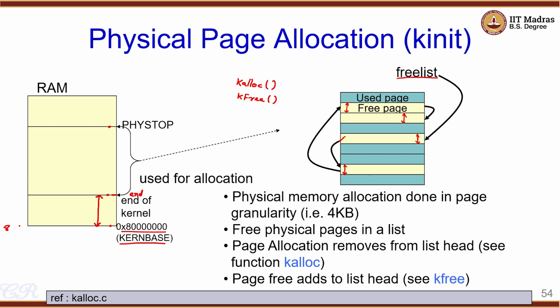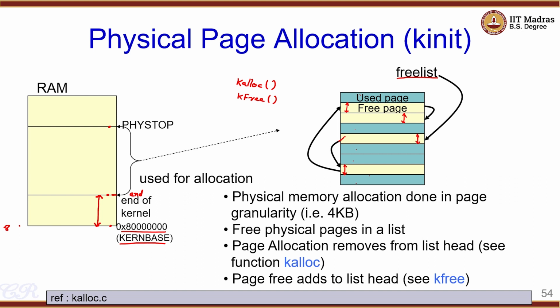So your entire memory is split into two types of pages. One is the used pages, shown in green, which are used for different purposes by the kernel or by user programs, and so on. And the second part is the unused memory, which are the free pages, which the OS can use at any point in time for its various tasks. Now the free pages are maintained in a singly linked list.